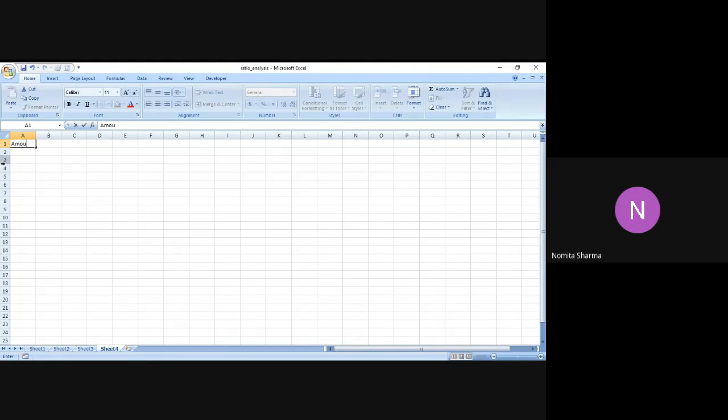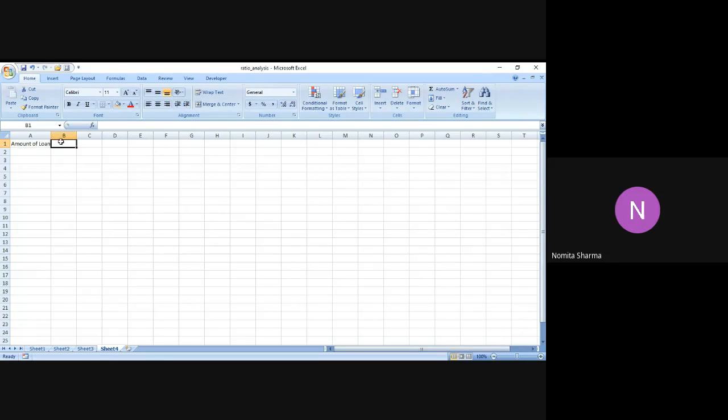So I will write the amount of loan. Let me just correct the spelling. The amount of loan is nothing but, let me just space the column as well so that you can actually see and write things accordingly. So the amount of loan is around, say, 2 lakh.